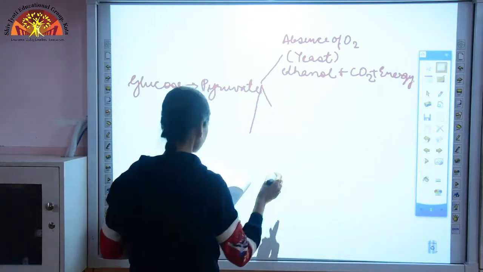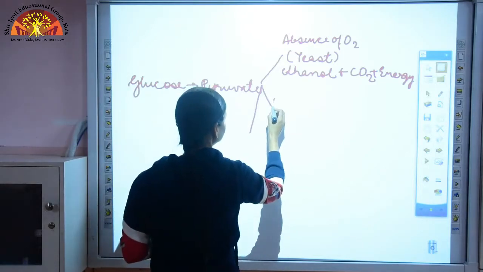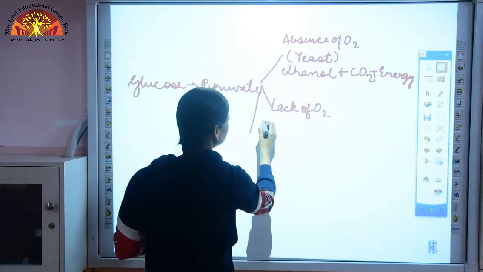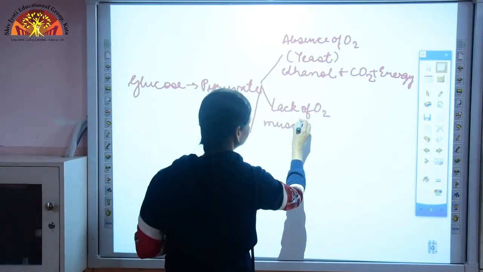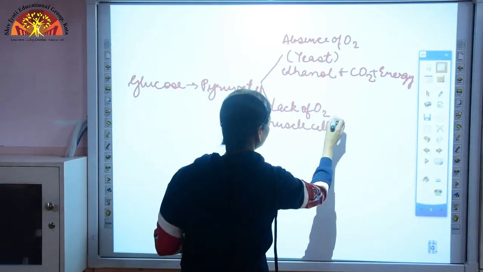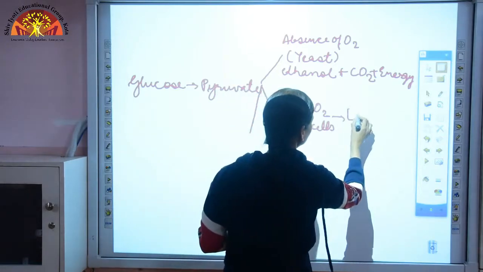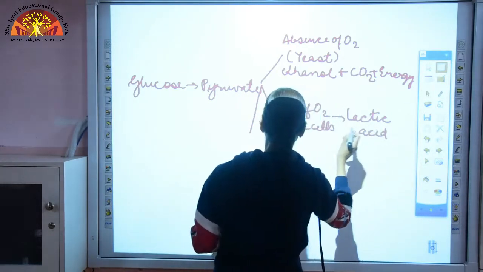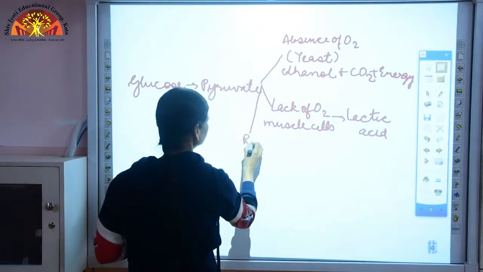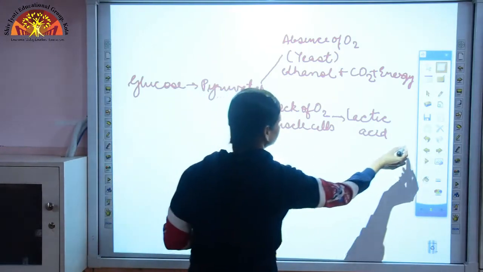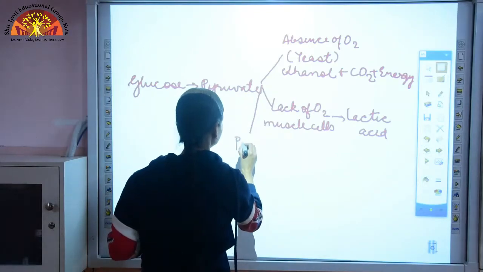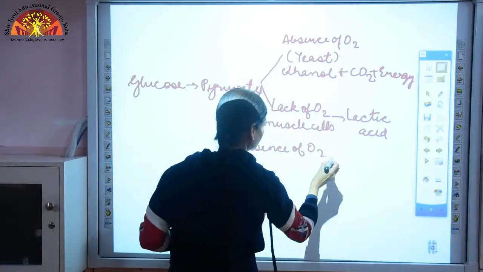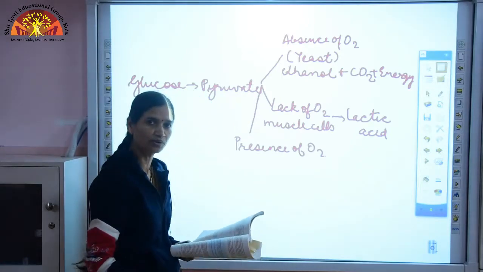Okay. Second pathway we can see, it is also taking place in the lack of oxygen. It takes place in muscle cells and lactic acid is formed. Then the third, in the presence of oxygen, which takes place in mitochondria.